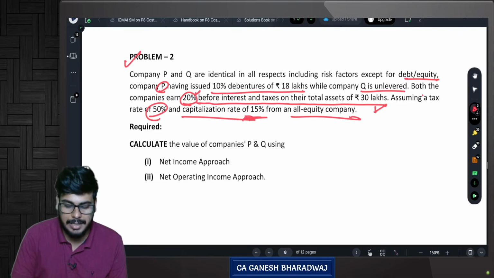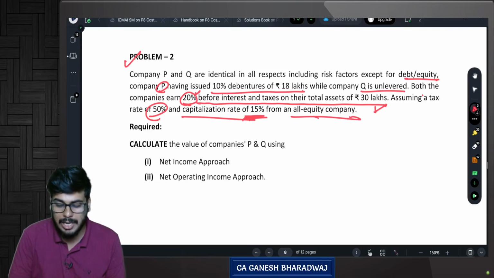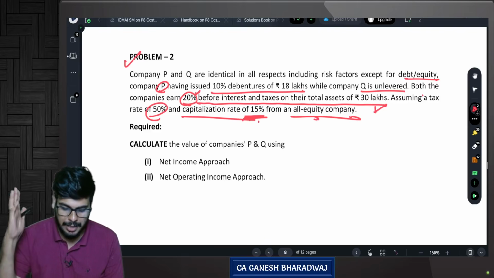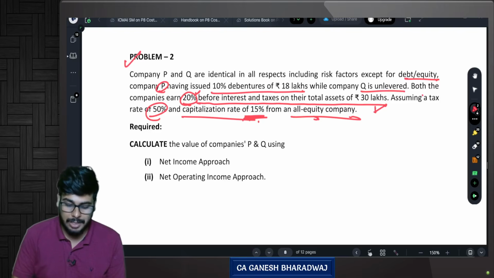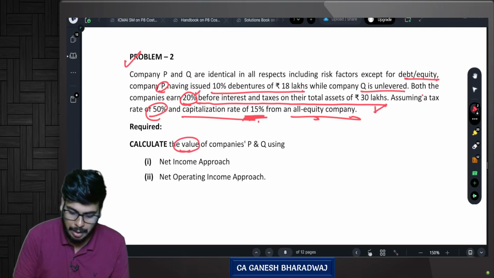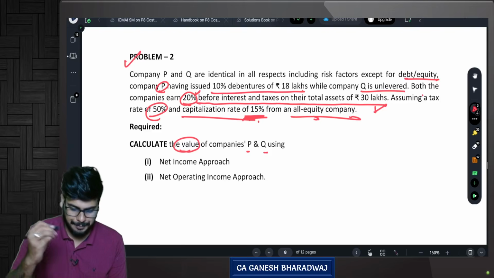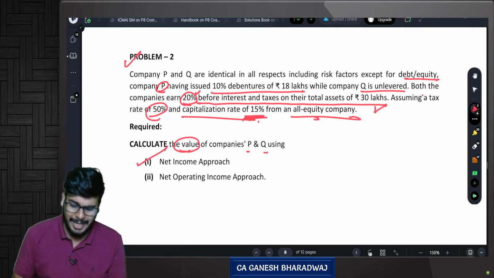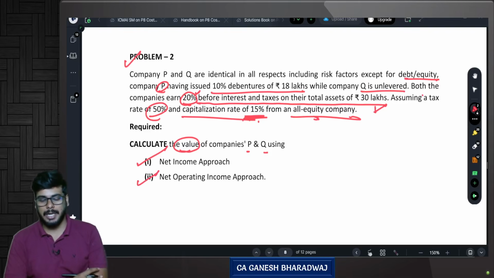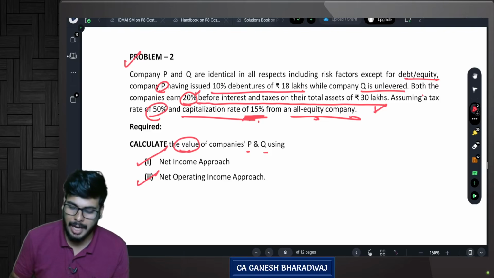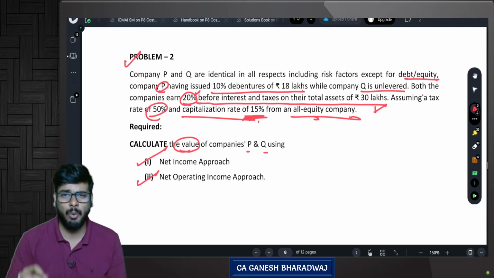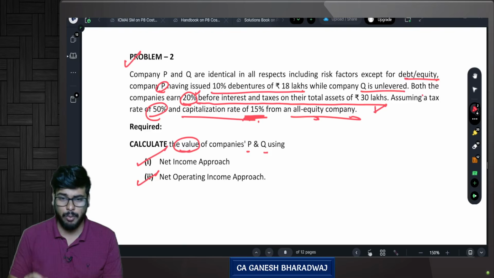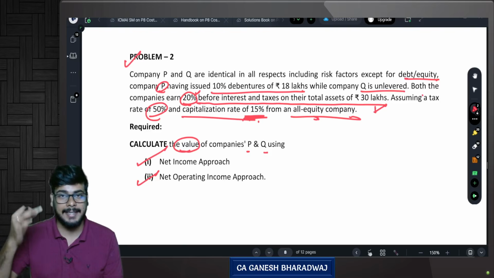Next, assuming a tax rate of 50% and a capitalization rate of 15% for an all equity company. Capitalization rate means what? For the all equity company, the KE stands at how much? 15%. Now they are asking us to calculate the value of the companies P and Q using alternative number 1, net income approach, and alternative number 2, net operating income approach. If you want, you can pause the video, read the question once again, and then continue.